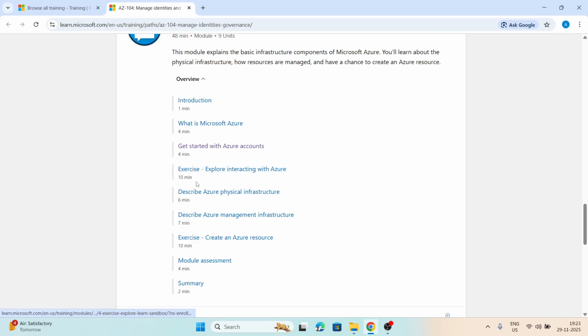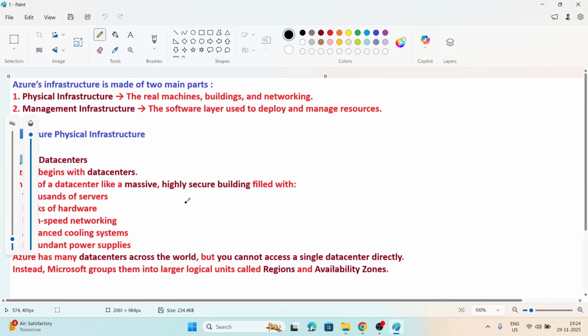Then interacting with Azure. Now, describe physical infrastructure and management. So let us start. Basically Azure infrastructure is made up of two parts. One is physical infrastructure, like the real machines, buildings and networking. The second is management infrastructure, meaning the software layer used to deploy and manage resources. So let me first start with the physical infrastructure.